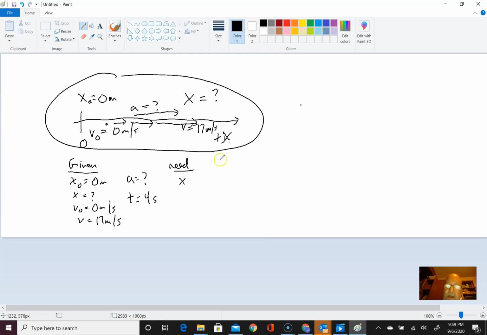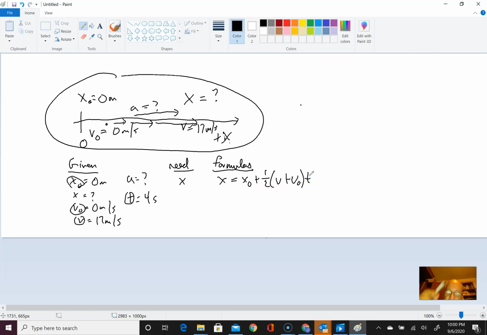Now, you'll come to find out that we have a bunch of formulas that you'll eventually come to know and love that describe motion that we use for different situations. And in this situation, I have an initial position, I have an initial velocity, a final velocity, and I have time. And a formula that I could use for that to find position would be x equals x0 plus 1/2 (v plus v0) times time.